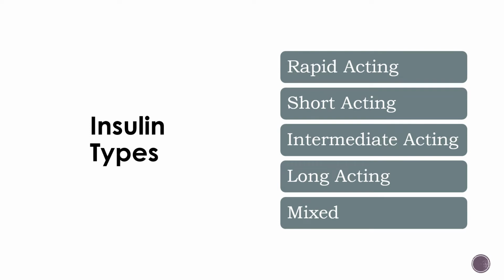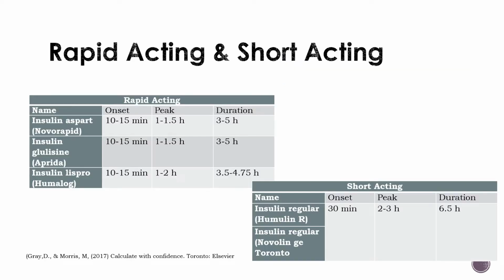Let's discuss the different types of insulin. Based on the onset period, there are different types of insulins: rapid acting, short acting, intermediate acting, long acting, and mixed. Mixed is usually either rapid acting or short acting mixed with intermediate, or rapid acting or short acting mixed with the long acting insulins. Now we will talk about each insulin separately.